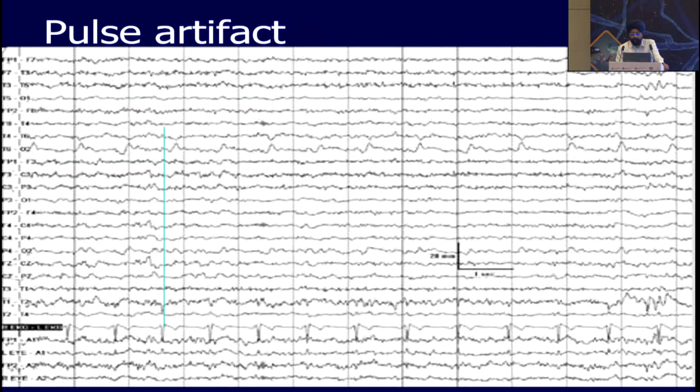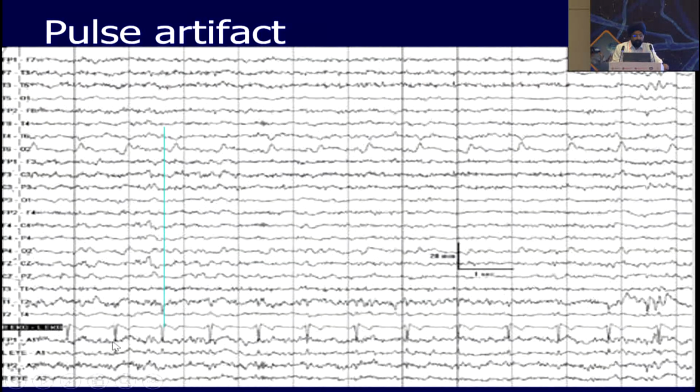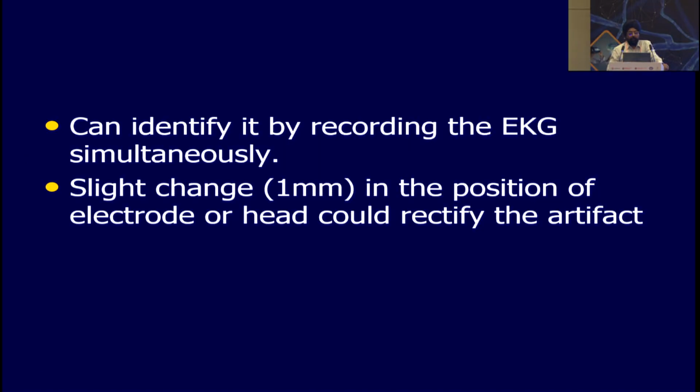So in this, if you see, this is the EKG, and along with the EKG, almost 200 milliseconds later there is a slow wave which follows after every beat. So this is a pulse artifact over the T6 O2, possibly over the right posterior head region. You can identify it by recording the EKG simultaneously. A slight change in the position of the electrode or the head could rectify this artifact.